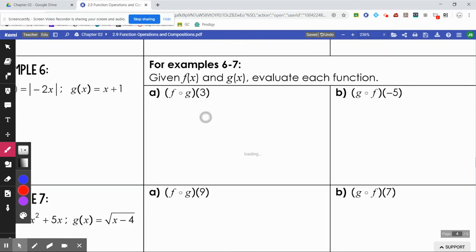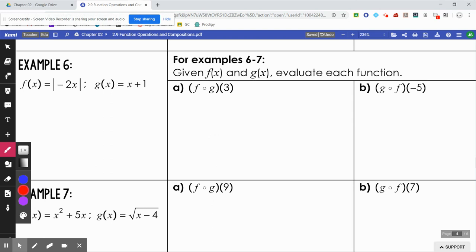Okay, examples 6 and 7. Now we're finding compositions and we're plugging in points. So f of g of 3, we're going to find f of g of 3. Now let me show you a shortcut for this one. There's two different ways to do it. First way, we'll work it the long way.